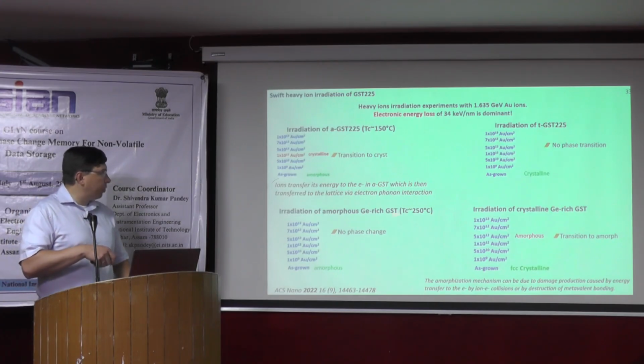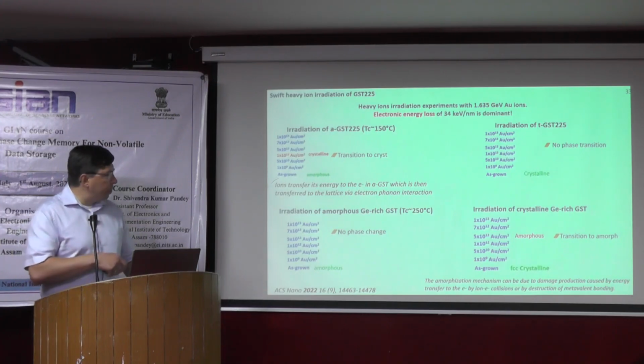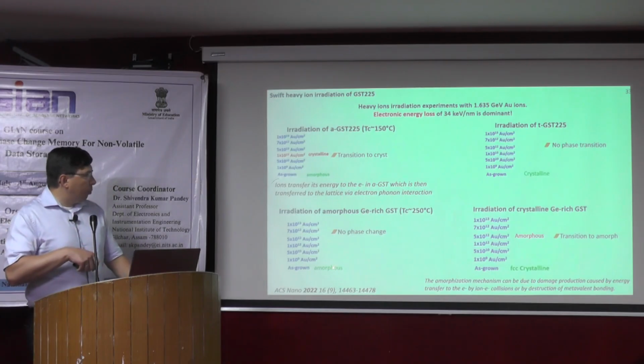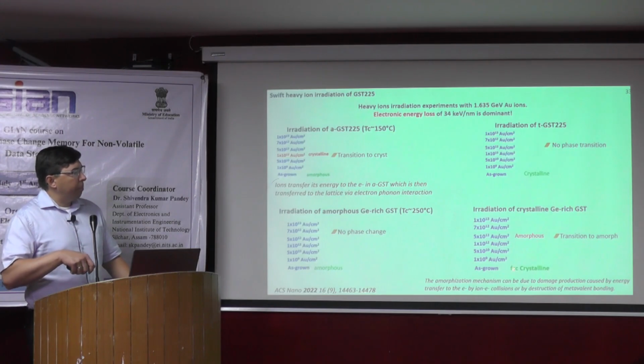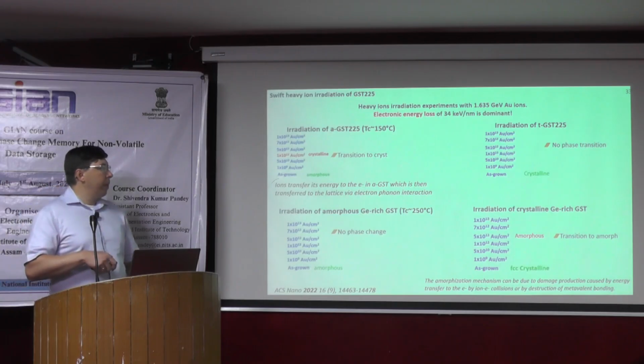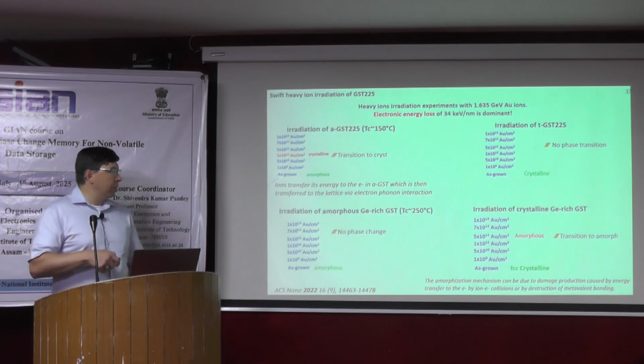For the irradiation of germanium-rich alloy, which has a crystallization temperature of 250 degrees C, there is also no amorphous to crystalline phase transition. And if we irradiate the FCC crystalline phase of germanium-rich alloy, then it was possible to transform this crystalline FCC phase to the amorphous state at these fluences.